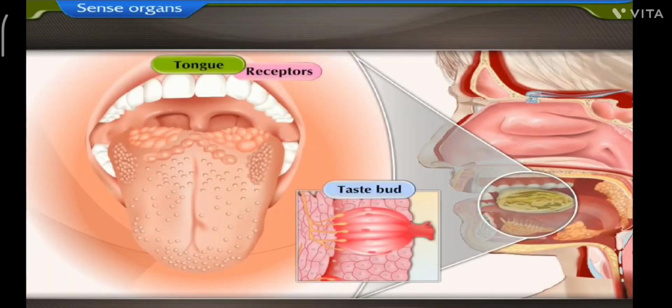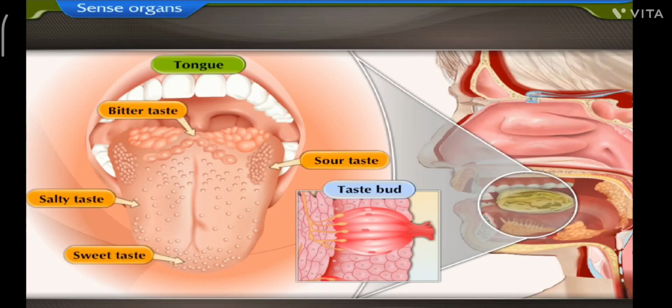The tongue has receptors to detect the taste of food that we eat. These receptors are known as gustatory receptors. There are distinct regions on the tongue where the different tastes are detected. Taste buds present at the tip of the tongue detect sweet taste. Those present at the back detect bitter taste. Taste buds on the side of the tongue can detect salty and sour tastes.